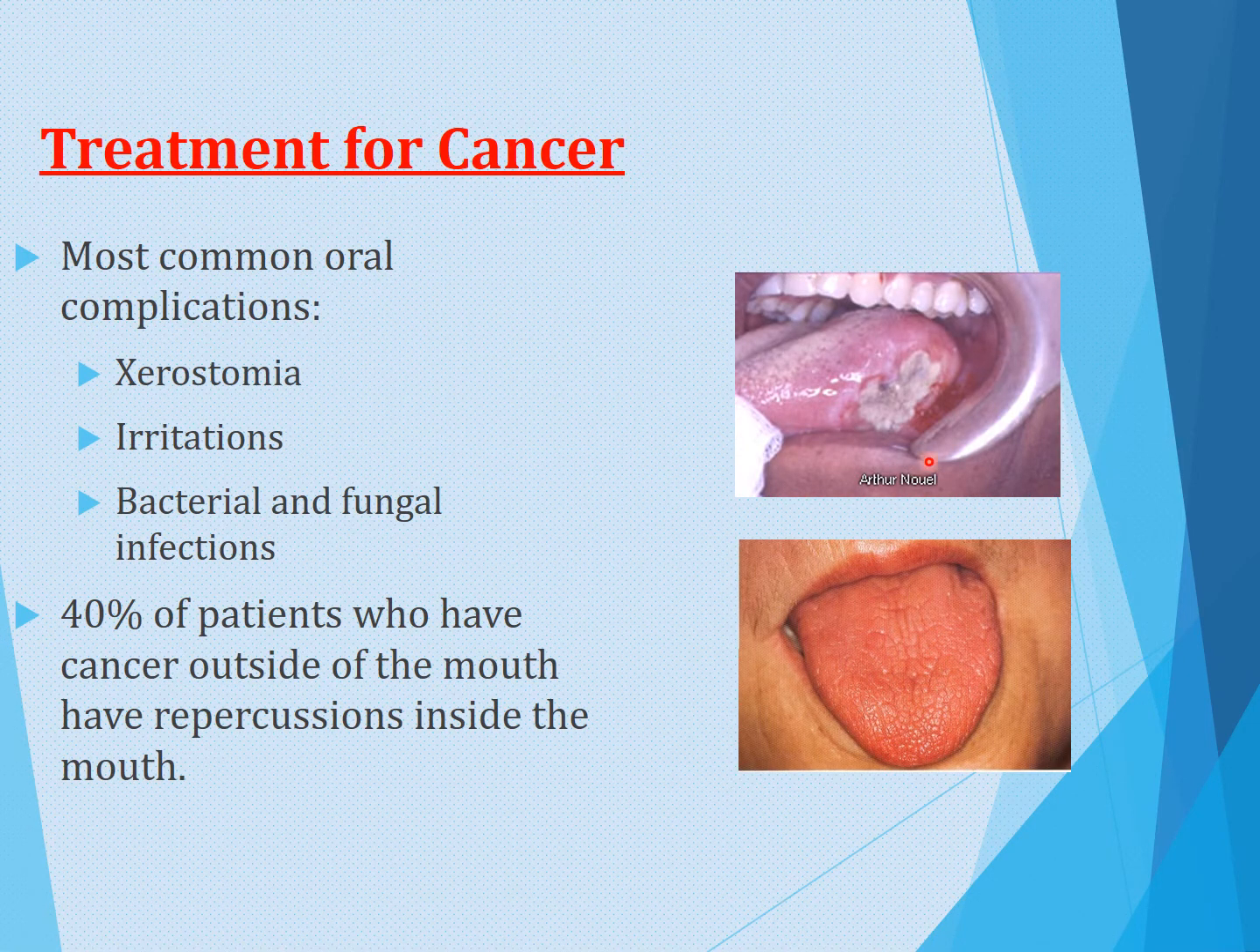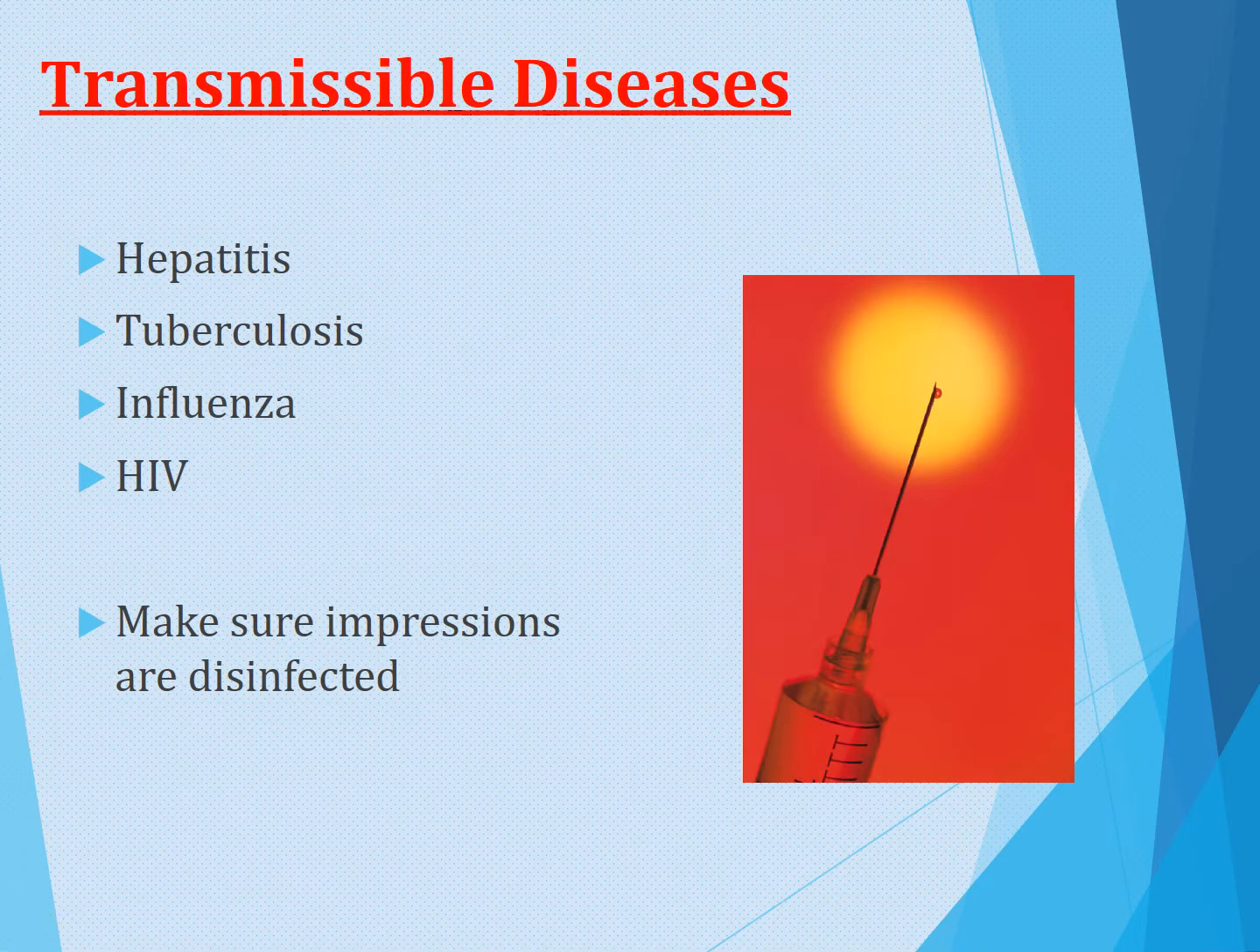So you can see, like an oral cancer, xerostomia, irritation, bacterial and fungal infections are the oral complications. 40% of the patients who have cancers outside the mouth have repercussions inside the mouth. Yeah, so the mouth can tell you a lot about the systemic status of the body, and we have to be careful in that, guys. Okay, so if there is cancer, you have to get the cancer treated first, and then we have to do the management according to the patient.